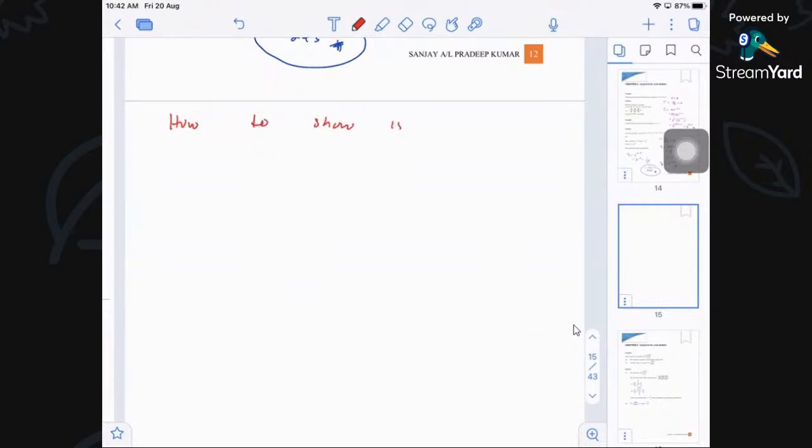Okay, now the important part: how to show it is a common ratio. Sorry, how to show it is a geometric progression. Geometric sequence. Okay, how to show it is a geometric sequence.